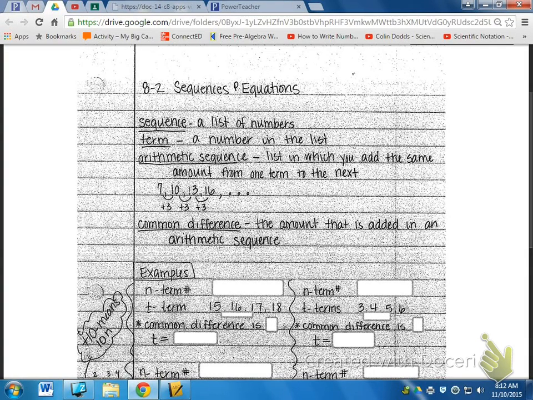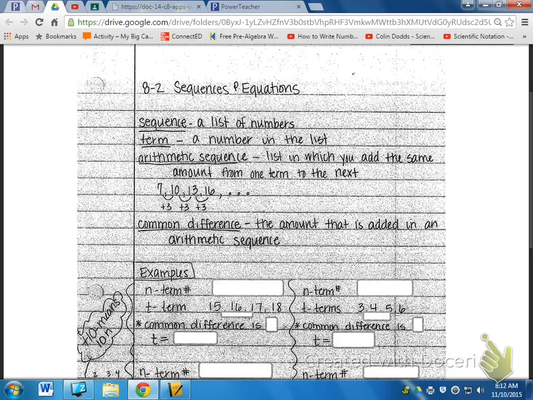Lesson 8.2, Sequences and Equations. So you guys have worked with sequences before. You've done that since you were in elementary school, because a sequence is just a list of numbers. And sometimes that list of numbers has a pattern and you can figure out what numbers are next in the list. Well, that's really not what we're doing.